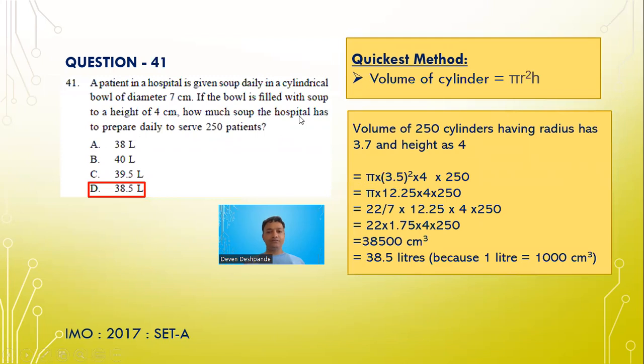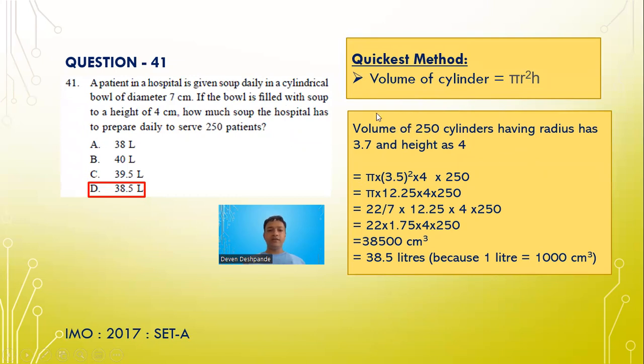Okay, good question. A patient in a hospital is given soup daily in a cylindrical bowl of diameter 7 centimeter. If the bowl is filled with soup to a height of 4 centimeter, how much soup the hospital has to prepare daily to serve 250 patients? Okay. So again, volume of cylinder. What is volume of cylinder? Is pi r square h. And so volume of 250 cylinders, because the bowl is a cylindrical bowl, isn't it?